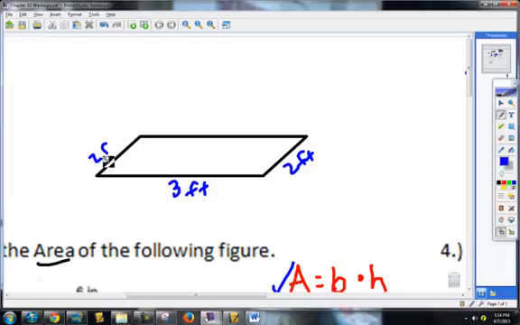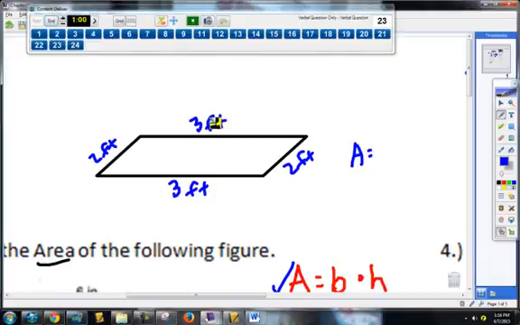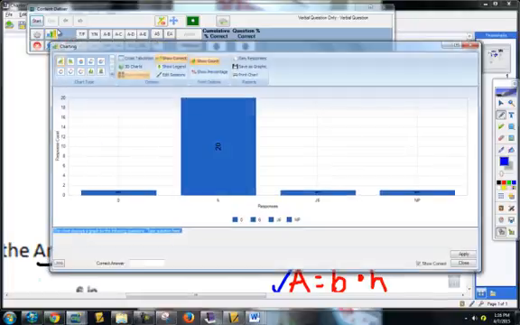So that would make this 2 feet, and it would make this 3 feet. I would like everybody right now, please tell me the area of that figure. But I'm going to have you put it in your clickers. Okay, so now I'm going to pull this up. Let's see our answers here, guys.